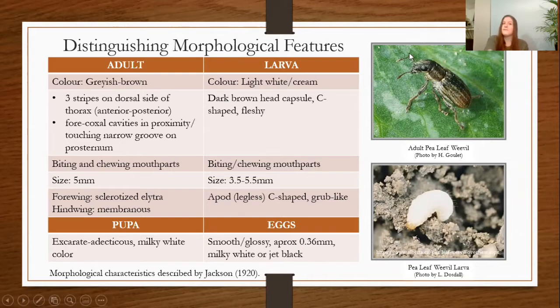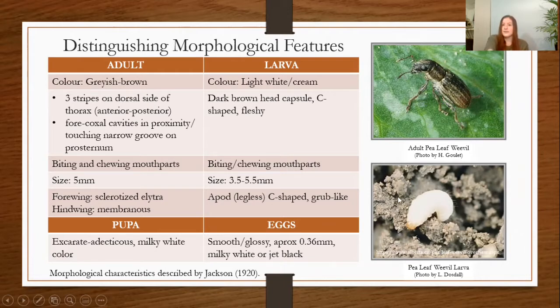They also have four coxal cavities, about right here, that are in very close proximity to a narrow groove on the prosternum, which is also going to differentiate them from other species in their genus. They also have biting and chewing mouth parts. They're about 5 millimeters, so they're really tiny. They have sclerotized elytra as forewings and membranous hindwings.